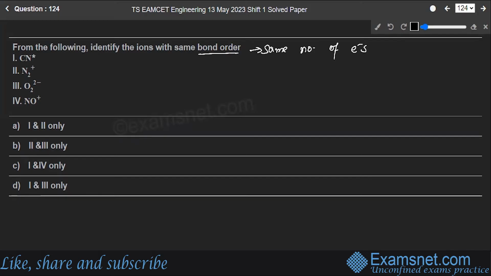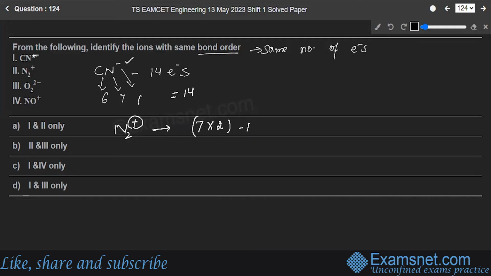For CN negative, it has 14 electrons: 6 from carbon, 7 from nitrogen, and plus 1 from the negative charge because it has gained 1 electron. So this is a total of 14. For N2 positive, nitrogen has atomic number 7, so 7 into 2 minus 1, because there is a plus, meaning 1 electron has been removed. So this is equal to 13.